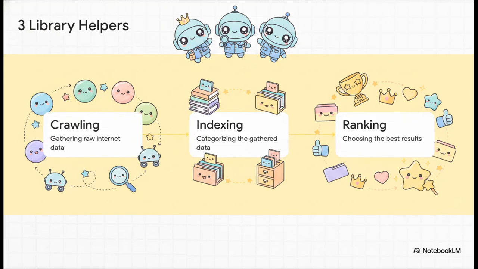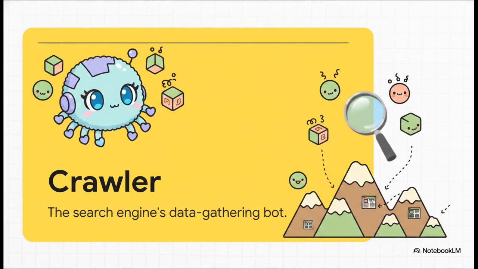So, how on earth is all this managed? Well, we can break this down into three distinct phases of library management, powered by three magical helpers: crawling, indexing, and ranking. First up is helper number one, the crawler. Sometimes you'll hear this called a spider. This is the search engine's dedicated, highly caffeinated data-gathering bots, and its entire purpose in life is to process that giant, messy mountain of raw data we were just talking about.